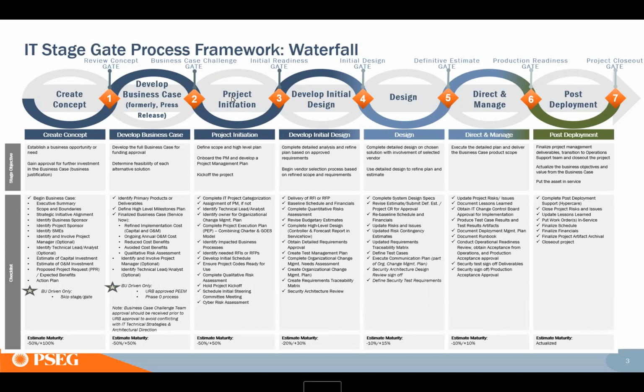Across the top here are your stages: create concept, develop business case, project initiation, develop initial design, direct and manage, and post deployment. These are the stages every waterfall project should go through. The diamonds are the gates: review concept, business case challenge, initial readiness, initial design, definitive estimate, production readiness, and then closeout. The gates are actual stopping points where you should be doing two things.